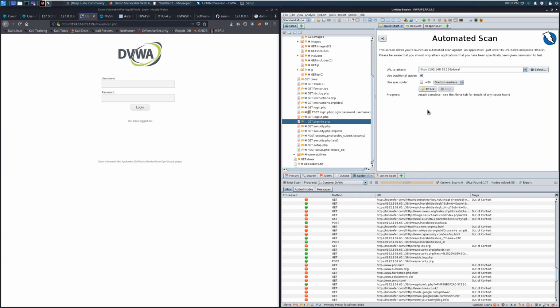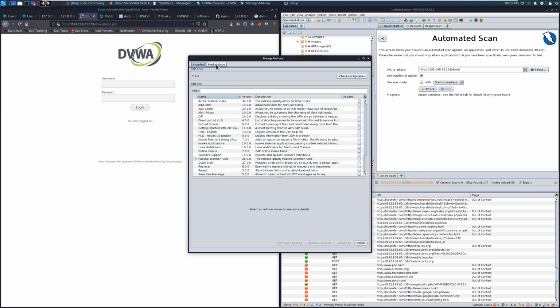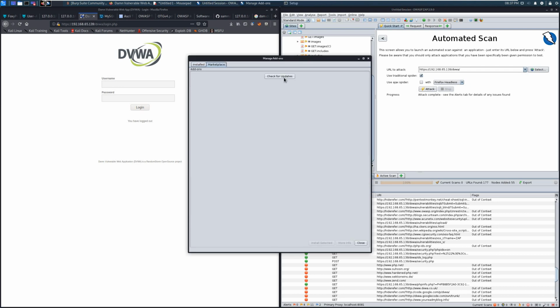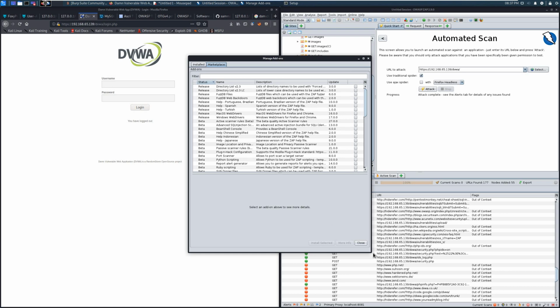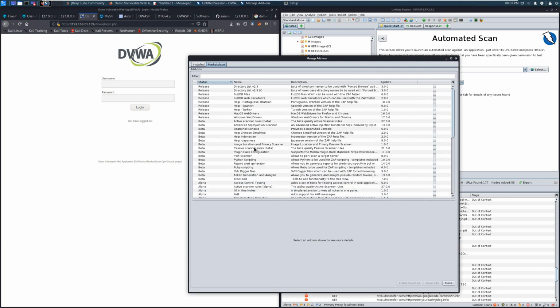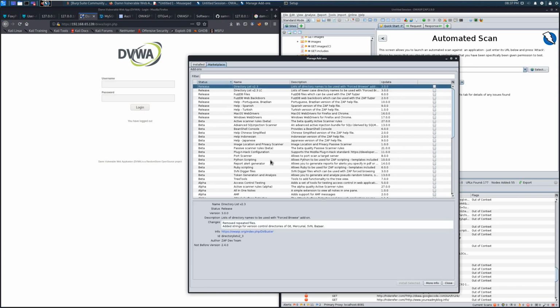One more thing which I would recommend, if you want to expand the number of checks OWASP ZAP actually does. You can click this icon, which is a marketplace, and here in the marketplace you can see the add-ons which are available for you, but you haven't installed them. Here you can see the status of a particular add-on, whether it's release, beta, alpha.